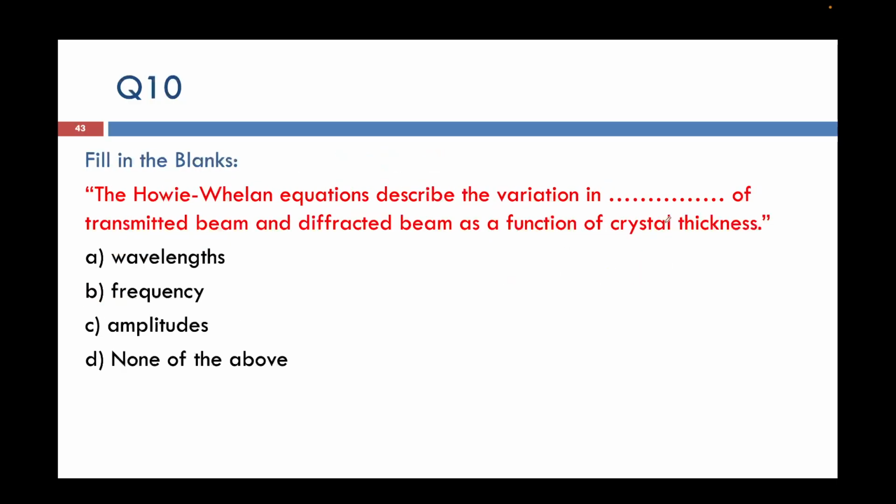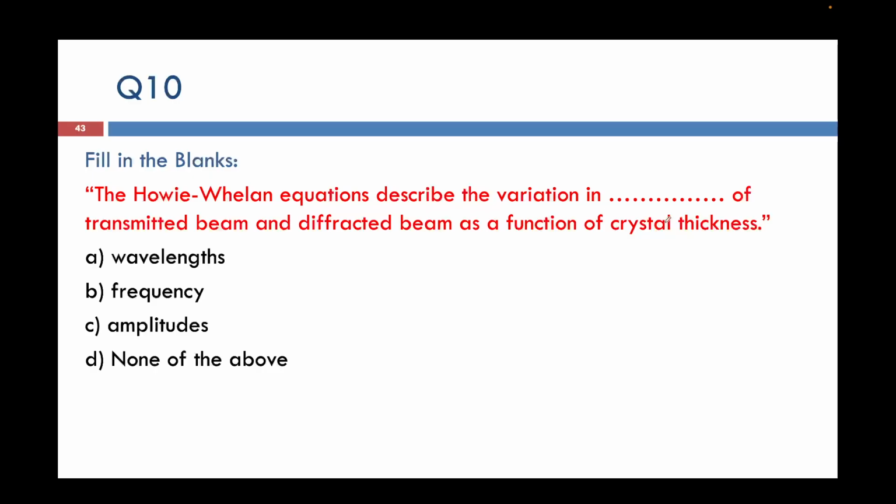And I think this is the last question, the Howie-Whelan equation. The Howie-Whelan equation describes the variation of the transmitted beam as a function of crystal thickness. We have not gone through it in this class, but the lectures covered this one. Can anyone answer what it describes? We'll see the Howie-Whelan equation when we get to the contrast mechanisms.